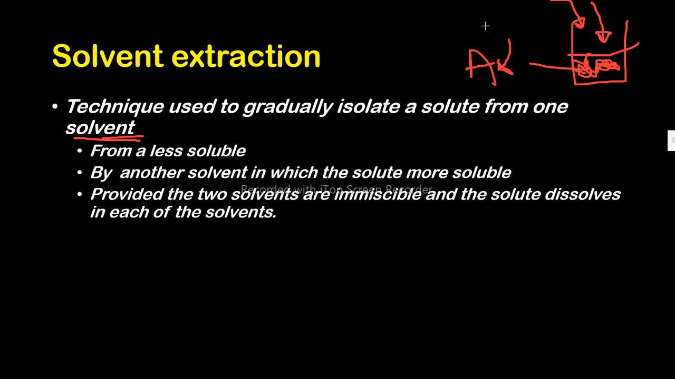You shake strongly. Now when you shake, since the solute A dissolves more in solvent B, this is maybe solvent C, the solvent B will extract our solute A and dissolve more of A into B. So that when you run off the layer of C, you would have more of A in solvent B and little A in solvent C. So basically that's the overview of solvent extraction.